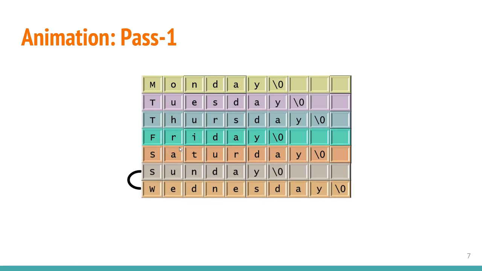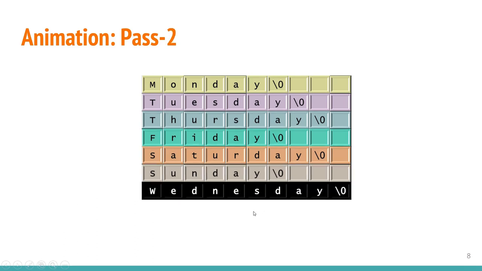So at the end of my first pass, the highest string in this two-dimensional array, which is Wednesday, has bubbled down. Hence, we are using the bubble sorting technique. In the next pass, I would not be touching Wednesday, because this being the highest element in this array of strings, it has already bubbled down to the last position.